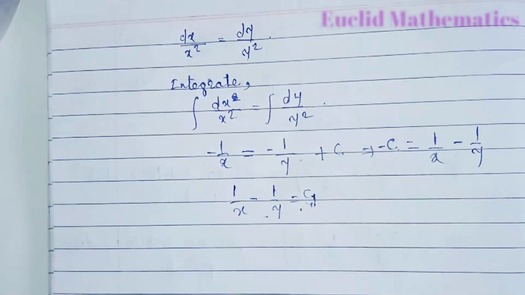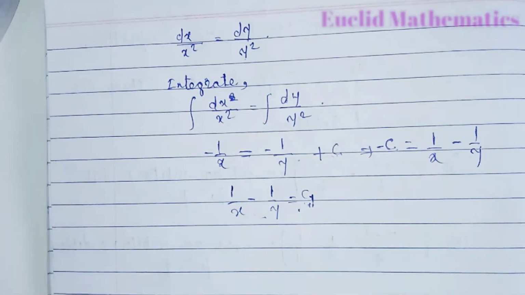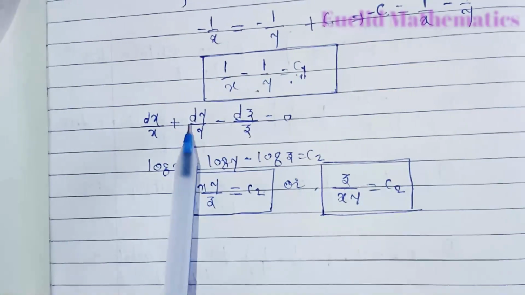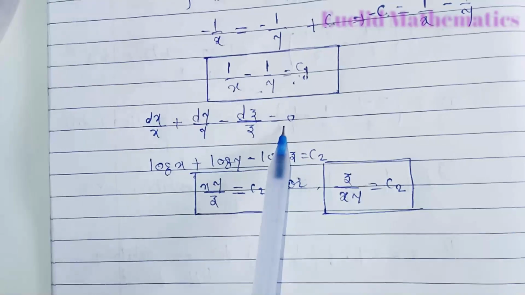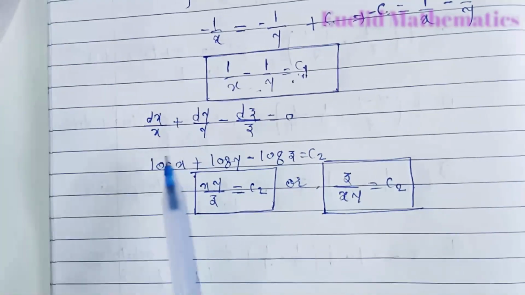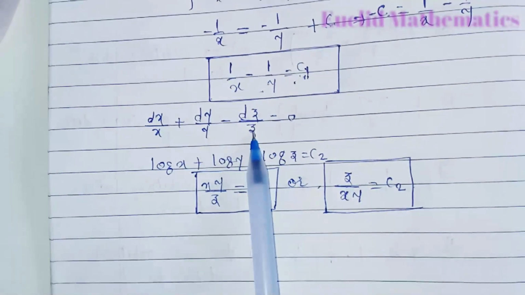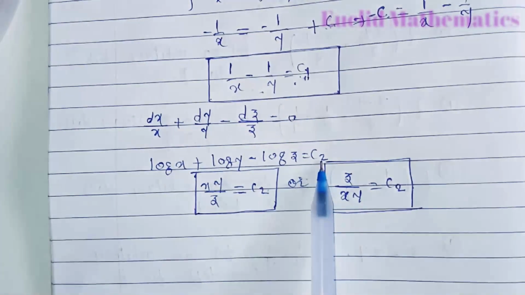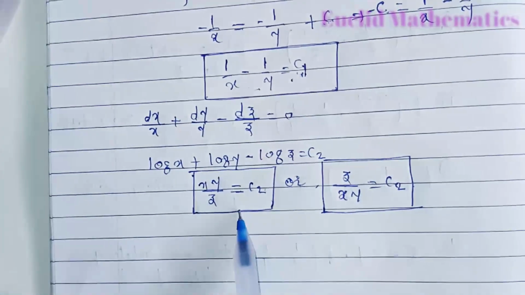Okay, now let's find the value for c2. Consider a suitable fraction for c2. So next, the fraction dx by x plus dy by y minus dz by z is equal to 0. Integrate it: the integration of 1 upon x is log x, here log y, minus the integration of 1 upon z, which is log z, with respect to dz. Which is equal to the second constant c2. So I got the value for c1 here and c2 here.